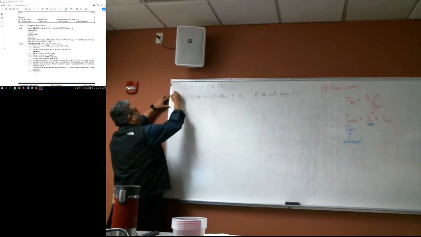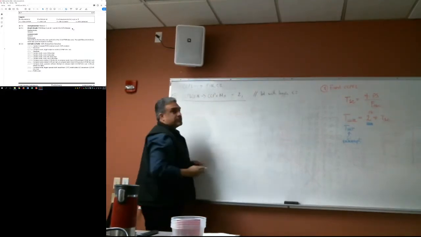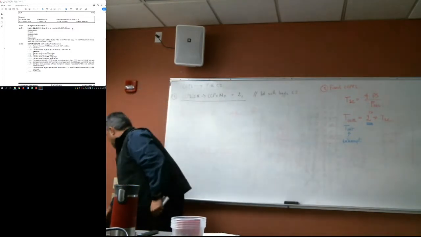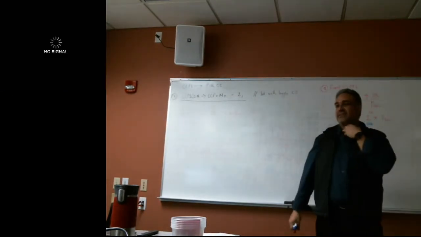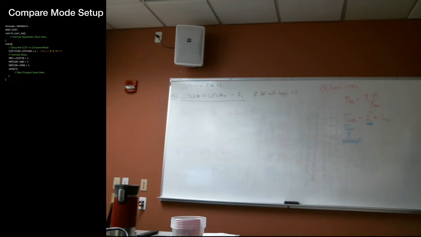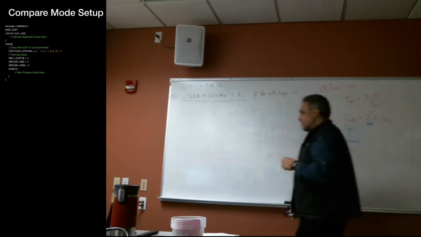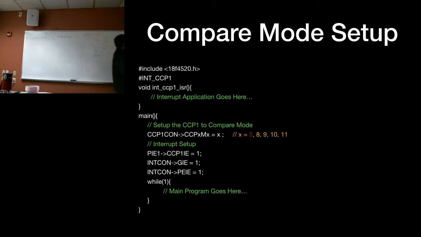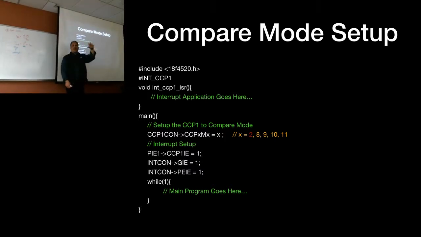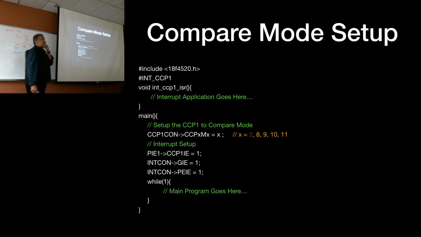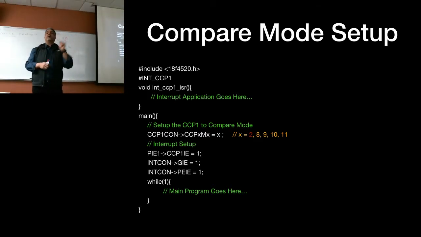So this is step 1. You have to make your system become a compare mode. This is why you have instruction 1 here. So this is why we have CCP1CON, CCPXMX equals 2, and then you pick one of these values, 2, 8, 9, 10, or 11, depending on what you want to do with it. And that little x is just one of these numbers. Once you do that, your CCP circuit is ready to go. So now I am in compare mode already.